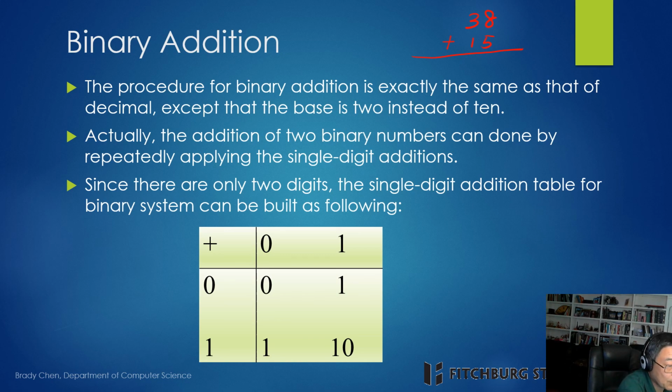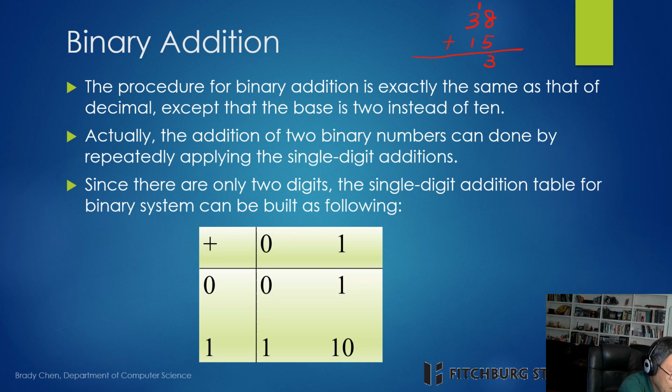So we first start with the single digits in ones position, right? So we add 8 and 5. So this is actually 13, right? In the ones position, it's 3. Since it's 13, there's a 1 in the tens position. So then we can carry this 1 to the next position.